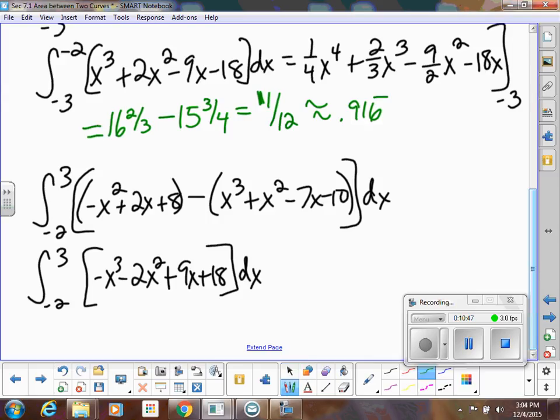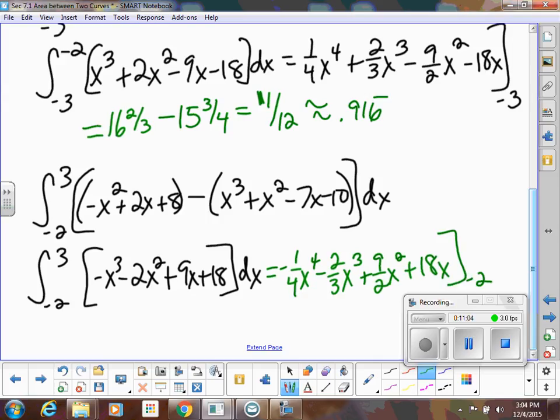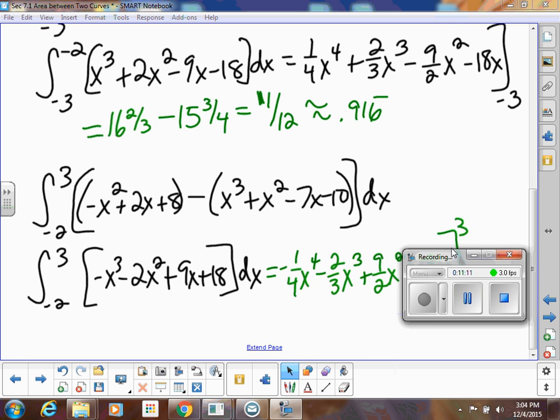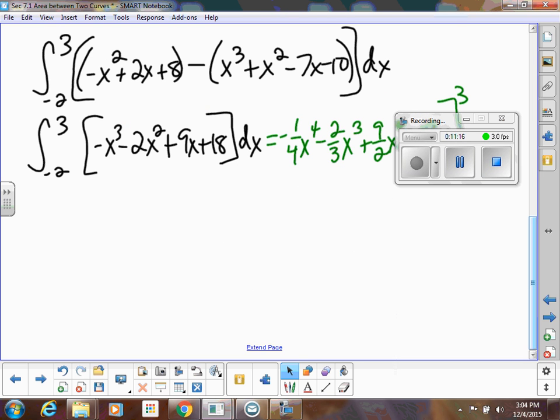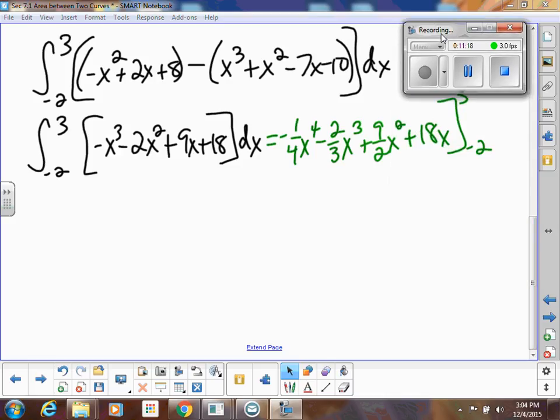And then do the antiderivative. Does this look familiar? Obviously, since all we did was change the order, it just changes the negatives around. So we're going to evaluate from -2 to 3.